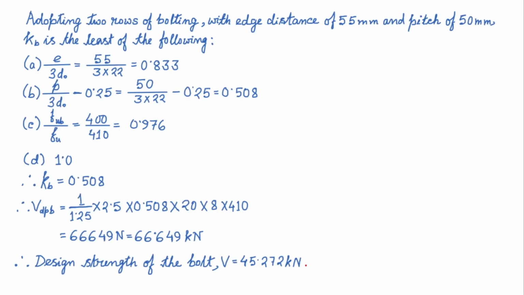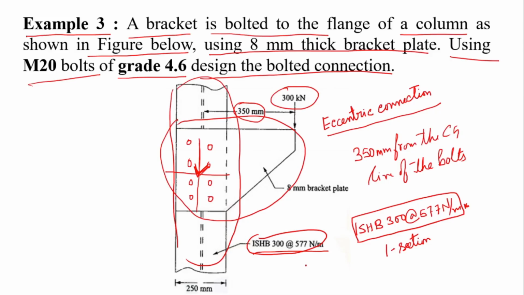Next, adopting two rows of bolting. Two rows of bolting means, see, here I have shown this is one row of bolts, this is another row of bolts. So we have assumed that we shall provide two rows of bolting for that connection. Remember, till now we have not designed the connection, but before designing the connection, some values or some arrangement we have to assume. In what form we have to arrange. So that's why we have assumed that the bolts will be placed on the connection in two rows.